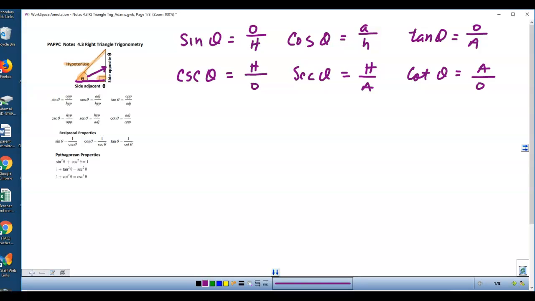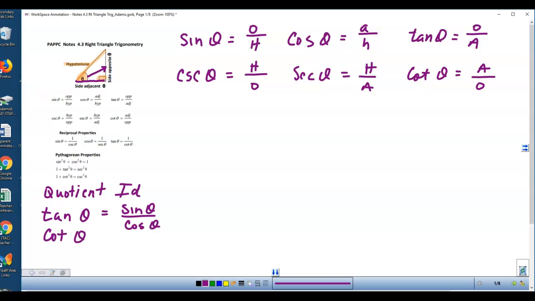There are a couple other identities I want to add to this list. They are the quotient identities. Tangent of theta equals sine theta over cosine theta. And the second quotient identity is cotangent theta, which is cosine of theta over sine of theta. So we're going to work with those basic identities a lot.